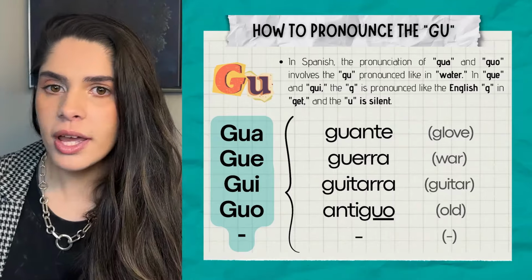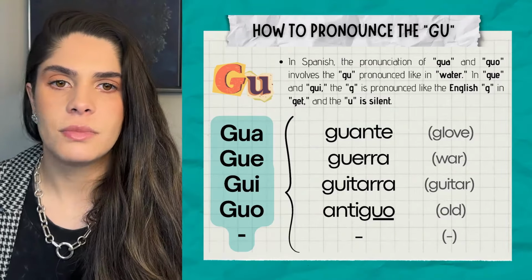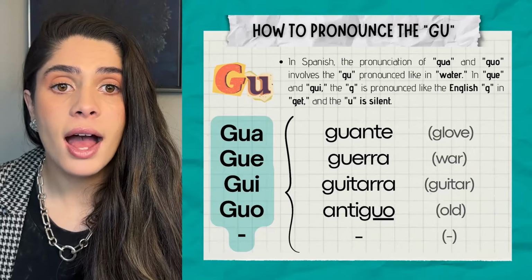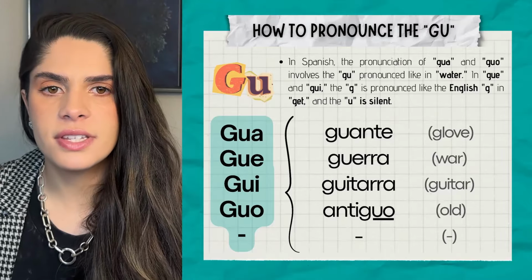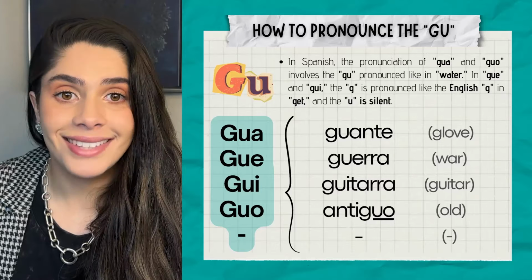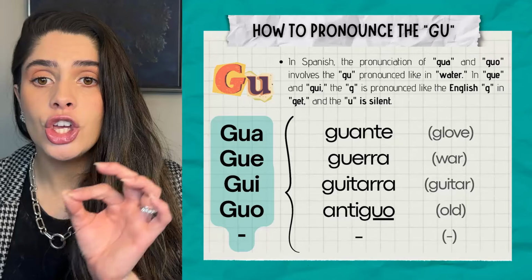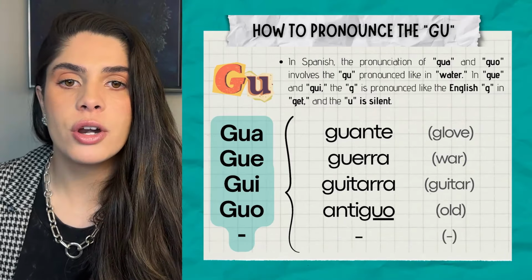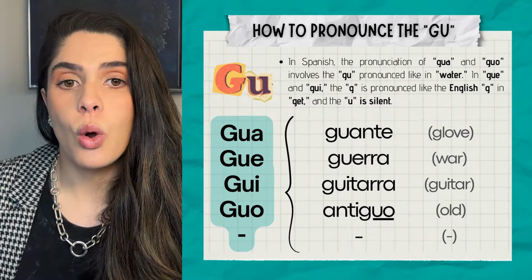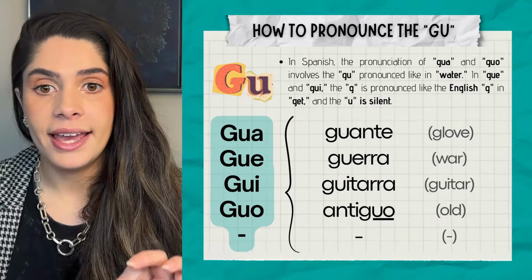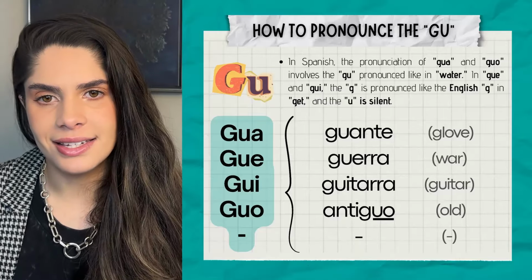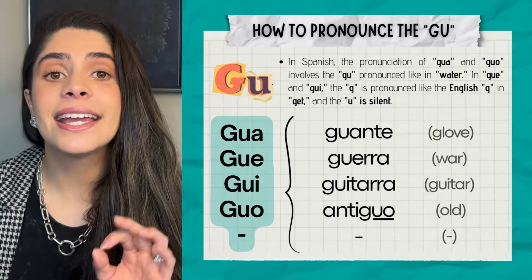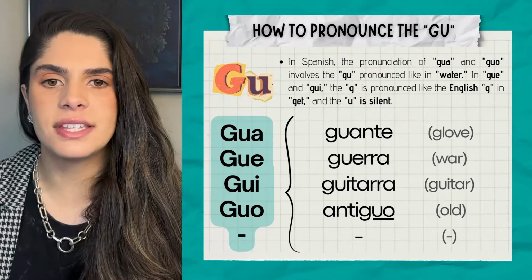Well, the next dígrafo is the G with the U and A, E, I, and O, okay? The vowels, the other vowels. In Spanish, the pronunciation of gua and guo involves the wa sound like in water, okay? For example, guante, antiguo, okay? Then the G, U, A have this sound wa, wa, like in water. Wa, water, guante. Wo, wo, antiguo, okay? And when it's followed by E and I, the U is silent. It's going to sound like the word get. Ge, guerra. Gi, guitarra. A little more soft, okay? Guerra, guitarra.